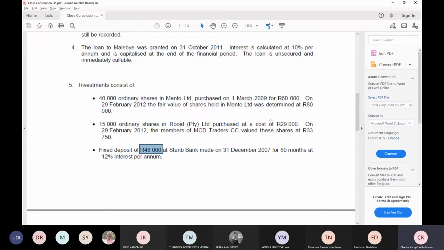So what should the value be? This is going to be 128,000 the total. Yes. Everybody happy that the first investment must be showed at 80,000?